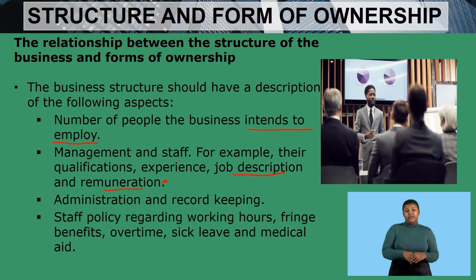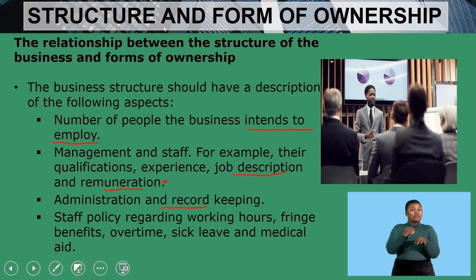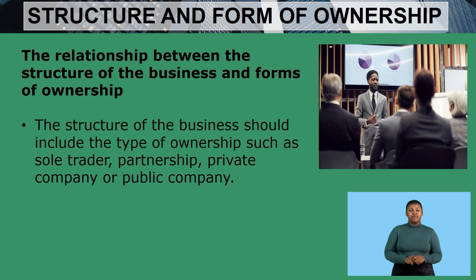Right, and then we've got administration and record keeping, staff policy regarding working hours, fringe benefits, overtime, sick leave, and medical aids. So this should be described, or this is what is needed in that. Right, we're still on the relationship between the structure of the business and the forms of ownership.